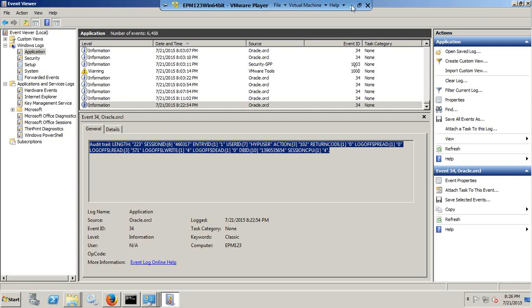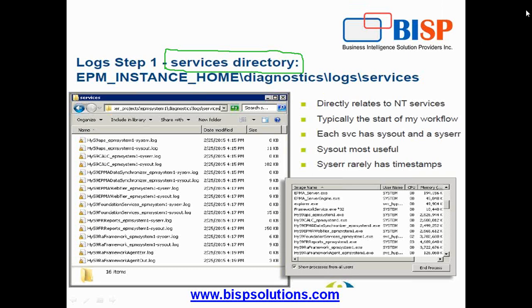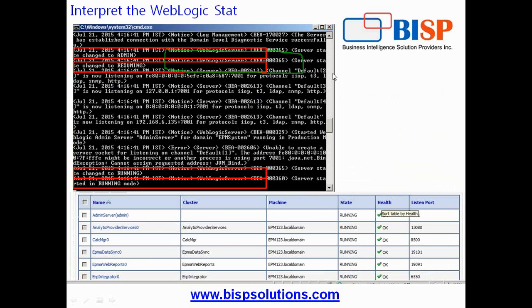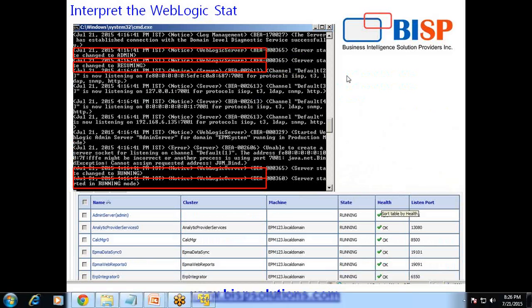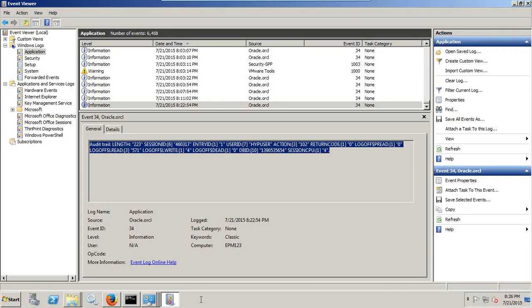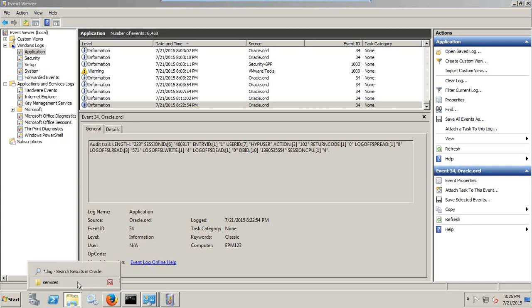That's next. So go one by one. First, service directories, and then you should also look into your WebLogic server, right? That should be the first window. So if you find something wrong, the moment you start your services, there are two ways to check your log file. In case you're using Windows, the moment you start your WebLogic server, you can find it over here.